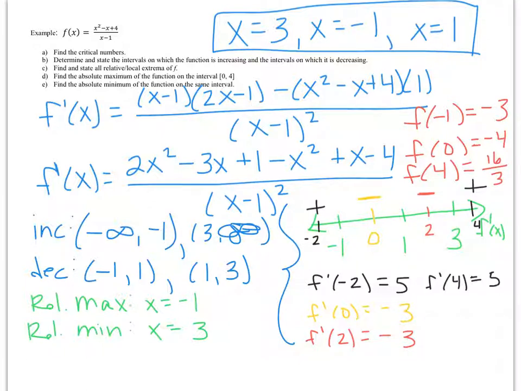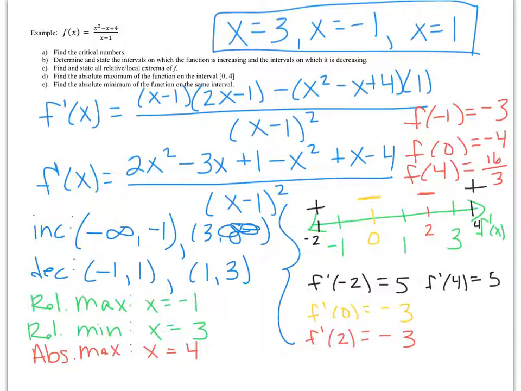So here I can see that my relative max is 16 over 3 at the endpoint f of 4. So in this case, because it's on the interval, that's my absolute max. And that's greater than what I got when I plugged in the -1. So the absolute max is when x equals 4. My absolute minimum, -4 is the lowest I got.